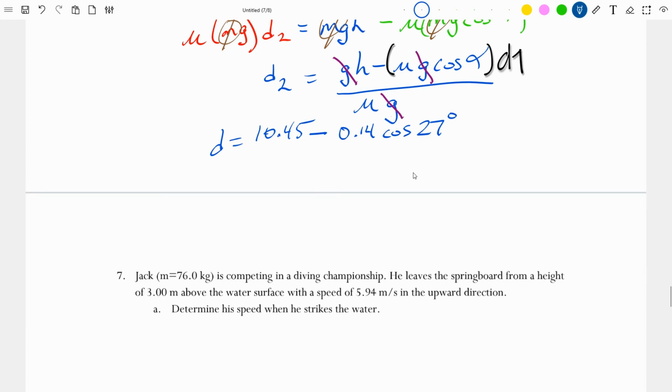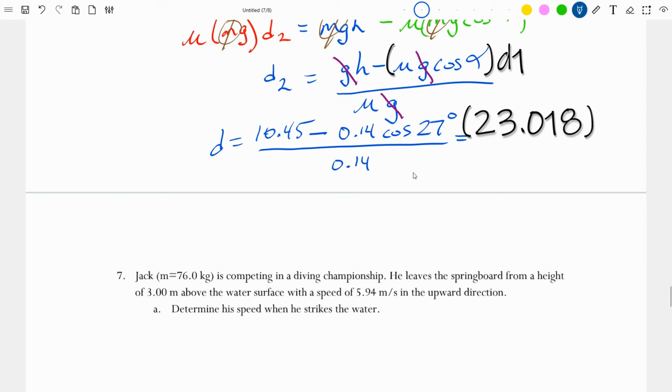I probably should have a pad of paper beside me that I can keep track of these things, but whatever. All of which is over mu, which is 0.14. And again, they don't cancel. So grabbing my calculator, I'm going to use brackets for the numerator. Numerator, open up bracket.